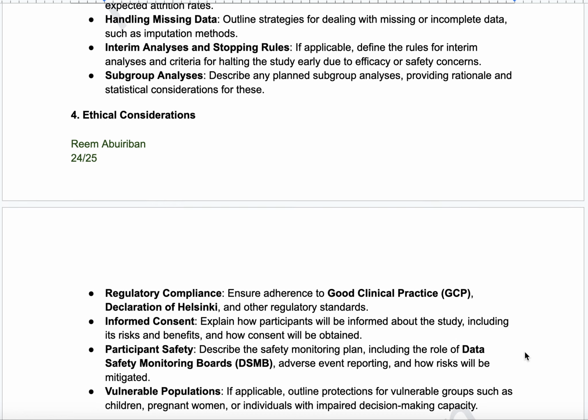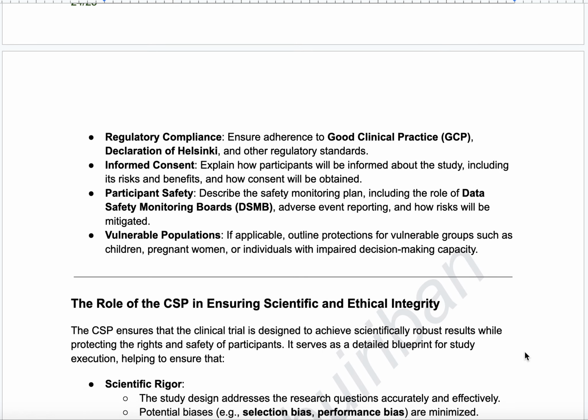Finally, the ethical considerations. Regulatory compliance: ensure adherence to good clinical practice, the Declaration of Helsinki, and other regulatory standards, and that will be the second lecture, which will talk about these regulations. Informed consent: explain how the participants will be informed about the study, including its risks and benefits, and how consent will be obtained.